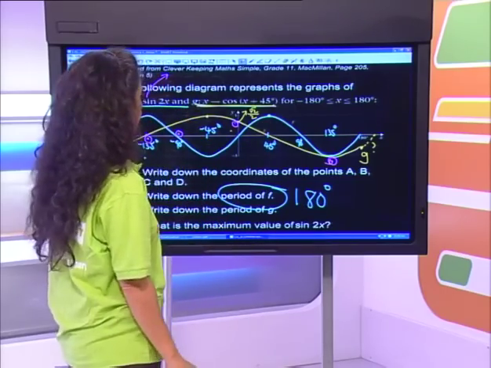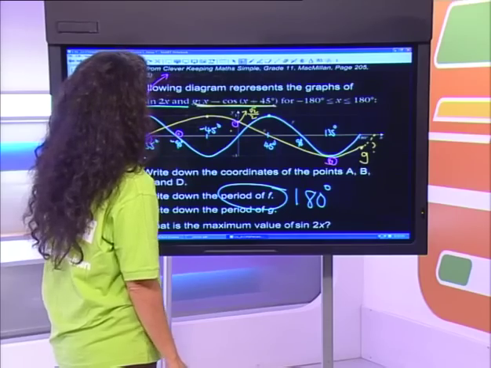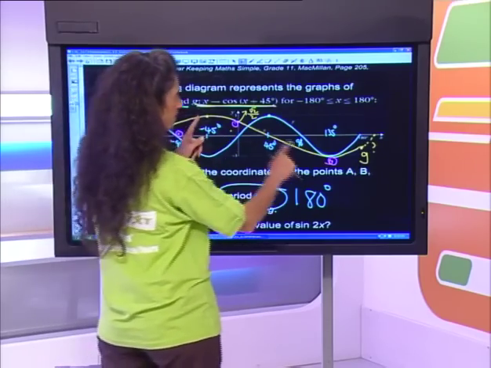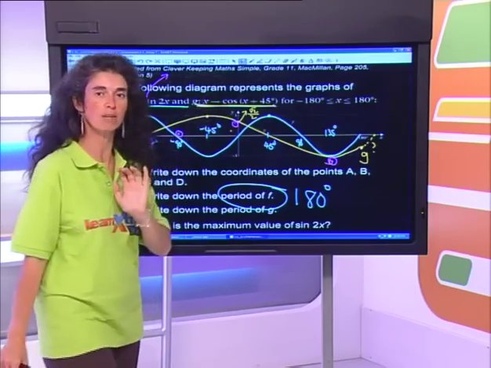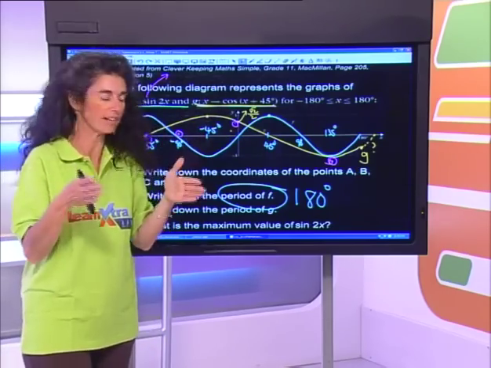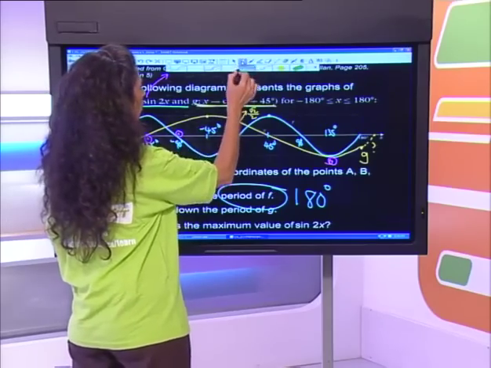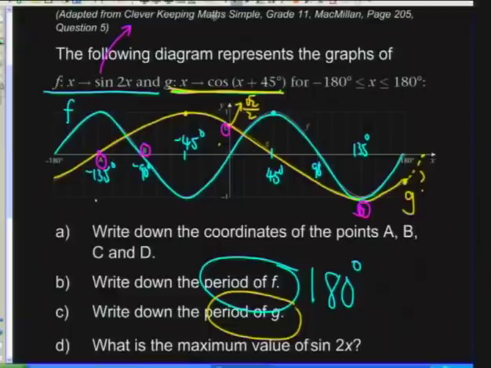Write down the period of G. What is the period of G? So how many degrees does it take to sketch the yellow graph? The period has not been affected. It's still 1x. So the period of the yellow graph is 360 degrees. The maximum value of sine 2x is 1, of course.